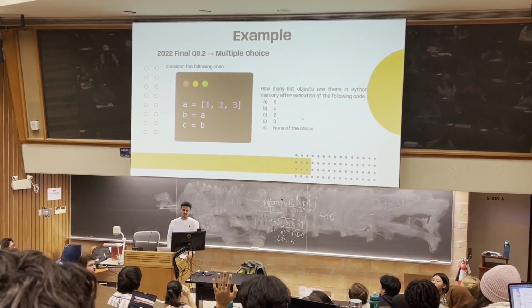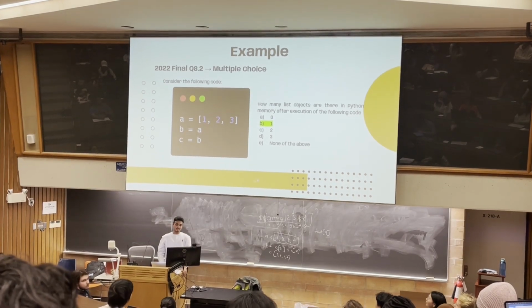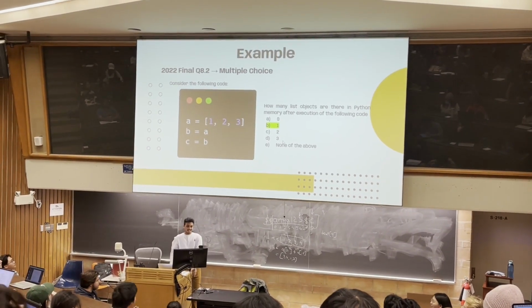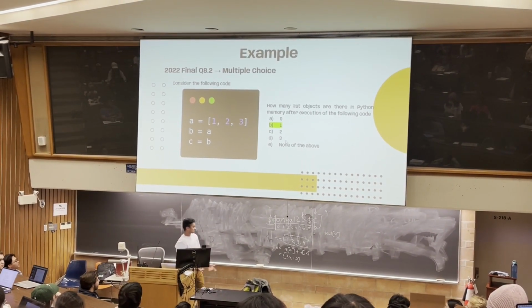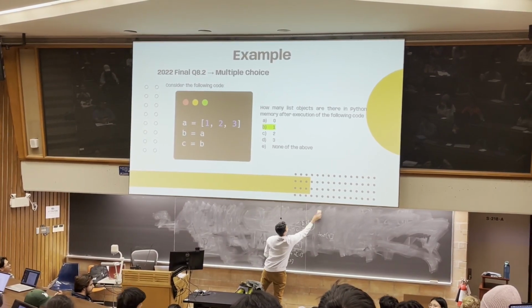Okay, the majority goes for B. Let's see what the correct answer is. It is B. So the reason is, let me just draw a memory model to make it more intuitive for people who look at it.